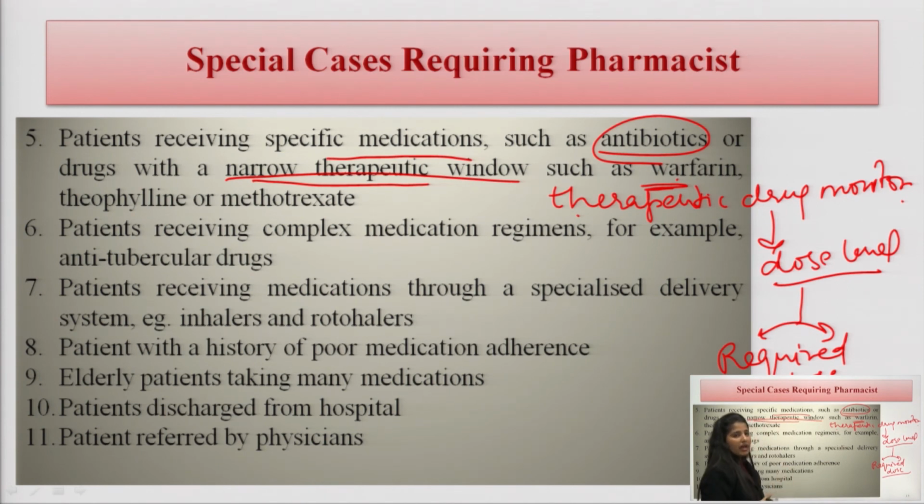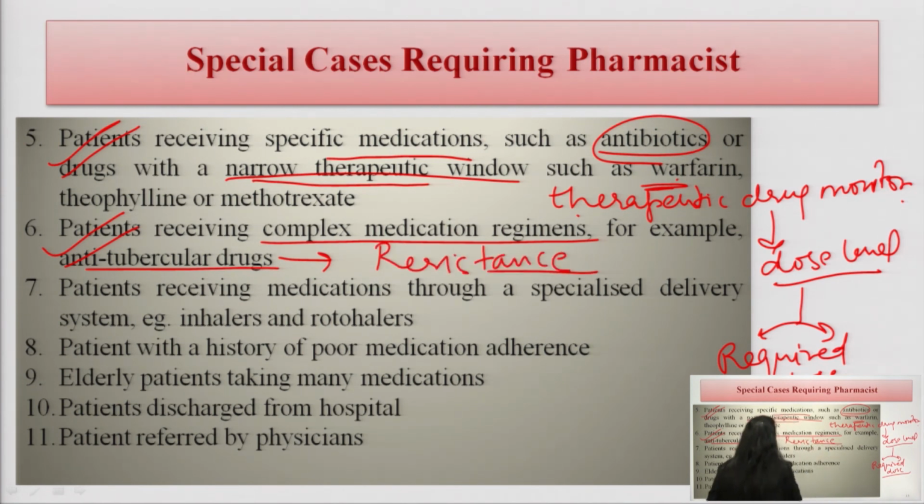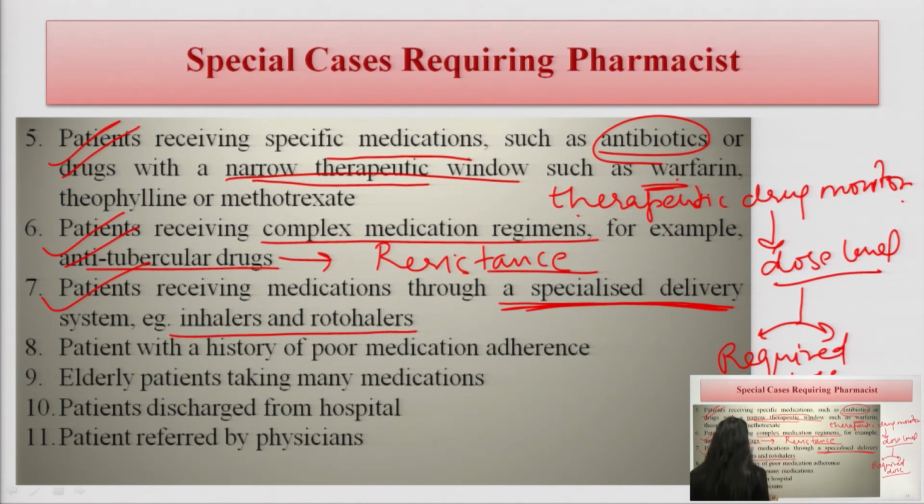For antibiotics, what happens? Resistance develops. So in that case, monitoring is required and patient counseling is required. For complex medication regimens, such as anti-tubercular drugs, these drugs cause resistance. Therefore, it is important to do patient counseling. Then there are some drugs which require specialized delivery, where the patient may not be able to understand how to administer the drug, such as inhalers and rotahalers.